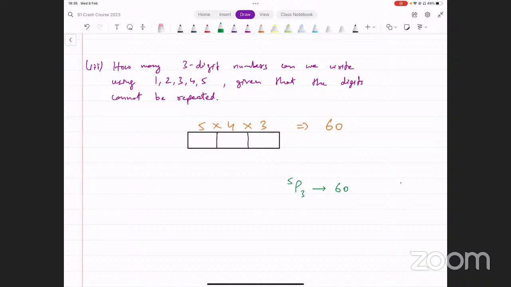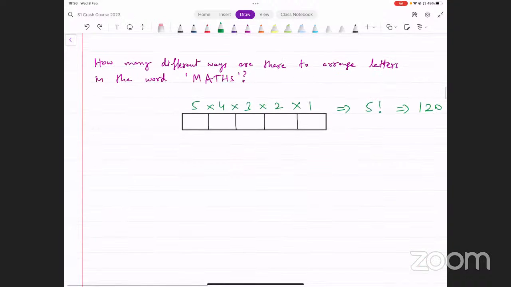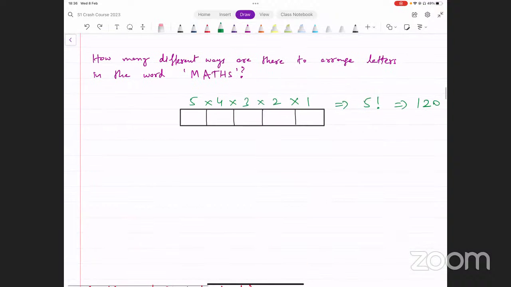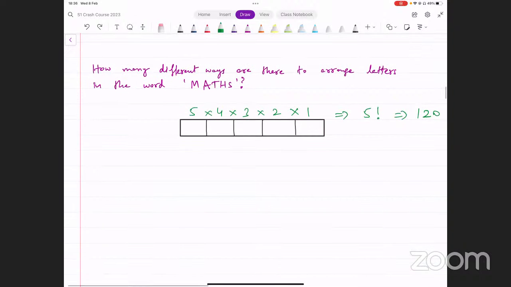We were doing this manually earlier, 5 into 4 into 3. That's the same thing as 5p3. We could also use permutation notation here. Similarly, we arranged the letters in the word maths. There were 5 letters. All of them had to be arranged. We could also say this is 5p5, and that also results in 5 factorial, which is 120.